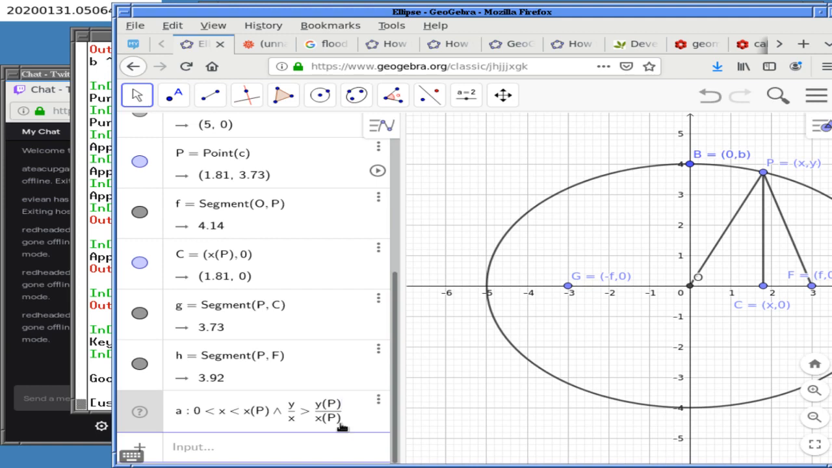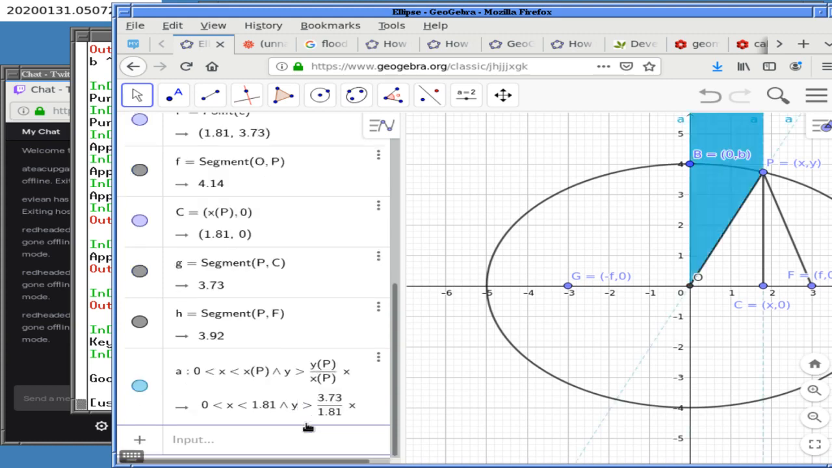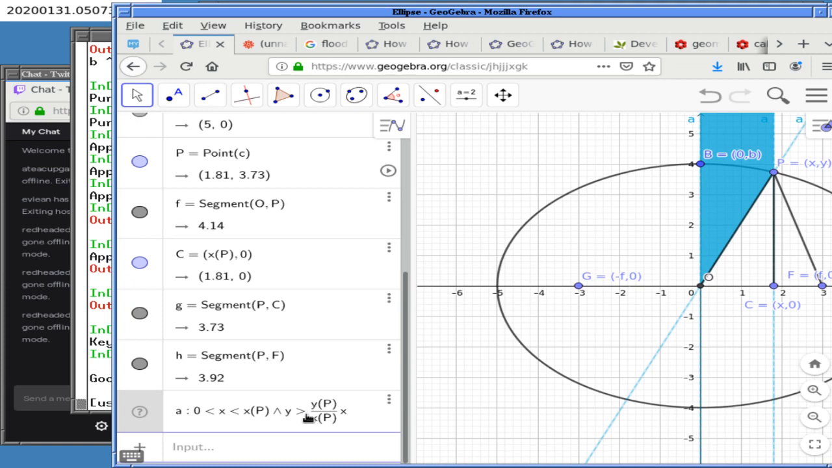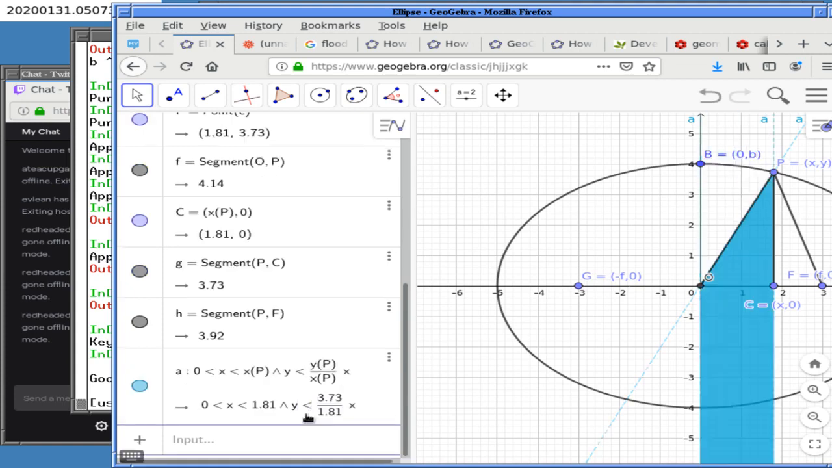Let me actually think about this for a second here. If you're on this line, you have the property that y is equal to the slope of this, which is yp over xp. This is actually correct, I think. Maybe I can't make a statement like y over x is something. I need to make it more fundamentally about just y. Okay, that's good. I think now we're getting there. Y is less than that, and y is greater than 0.